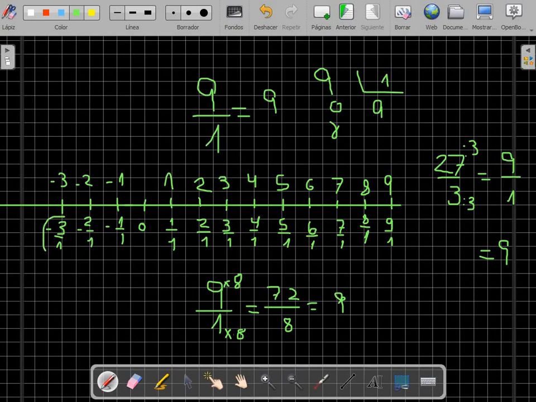And let's have a look at this fraction, shall we? Because if I multiply both numerator and denominator by the same number, I will get an equivalent fraction. -3 multiplied by 7 will be -21, and 1 times 7 is 7. Minus 21 divided by 7 is minus 3.